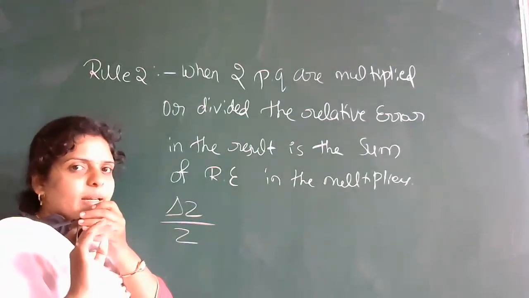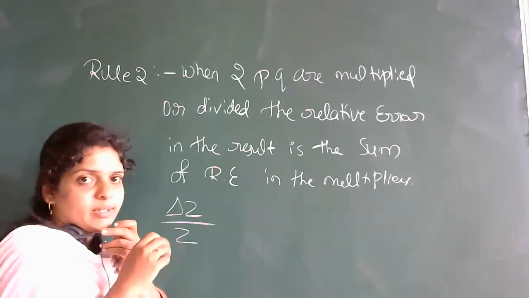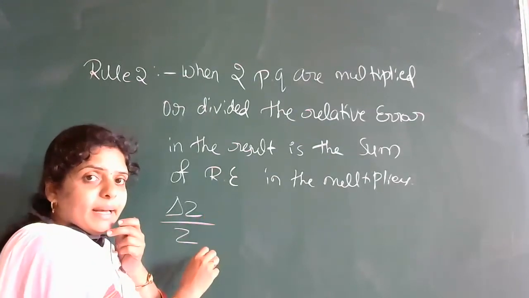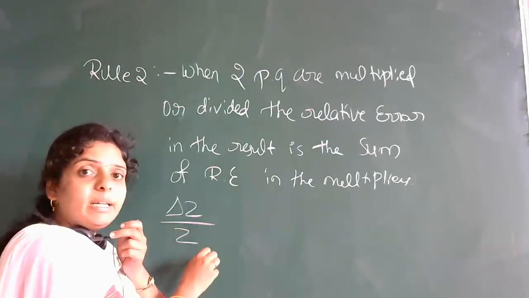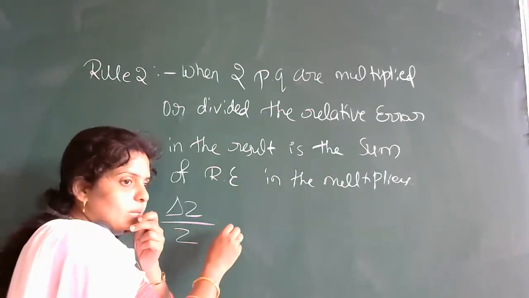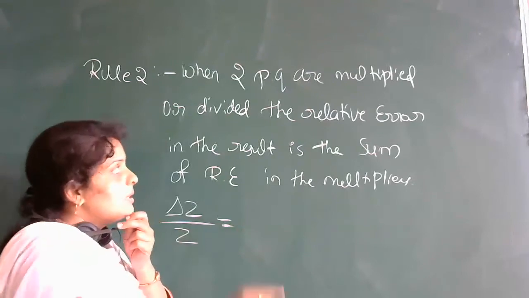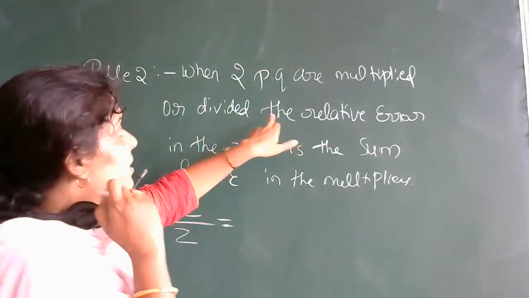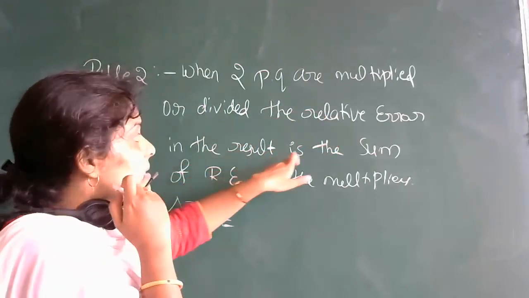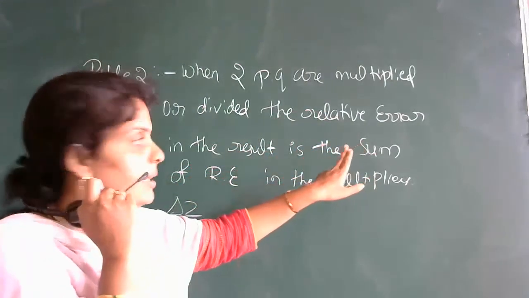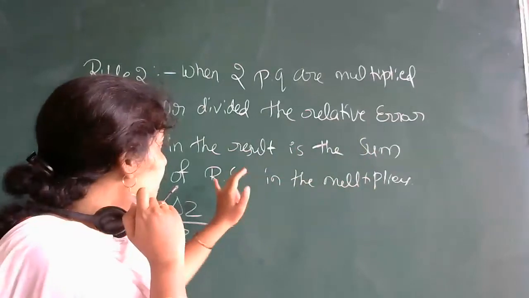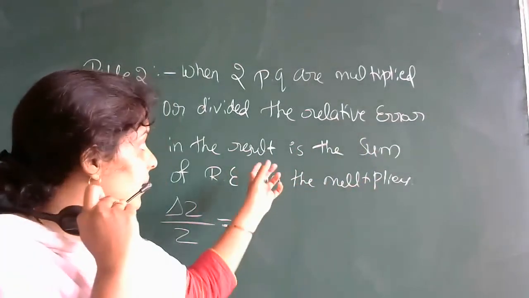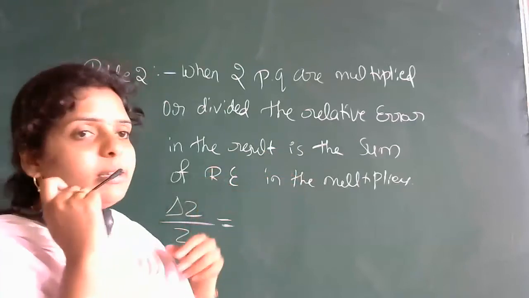Correct? Mean I will not write. It is understood. It is the relative error. It is the ratio of delta X mean divided by X mean. So here delta Z mean divided by Z mean, which is equal to, see, when two physical quantities are multiplied or divided, the relative error in the result is the sum of relative error in the multipliers. Sum of what? Relative error in the multipliers.